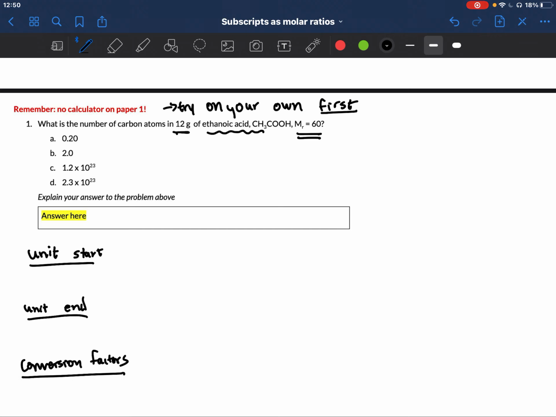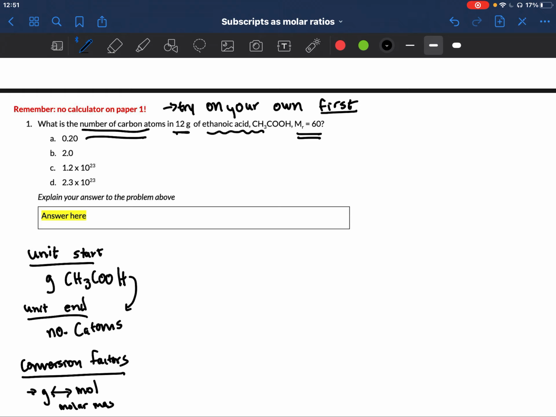So I'm starting in grams of ethanoic acid. I need to end in number of carbon atoms. Okay, interesting. Do I have a conversion factor to go directly from grams to number of atoms? I don't. So I'm recognizing that I'm going to have to move between moles. Moles are always a go-between, so grams to moles using molar mass.